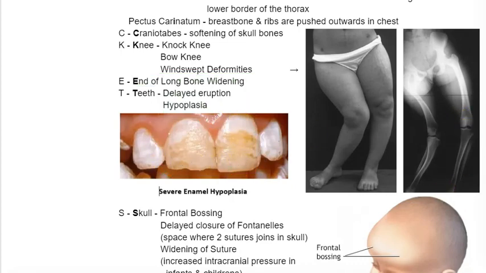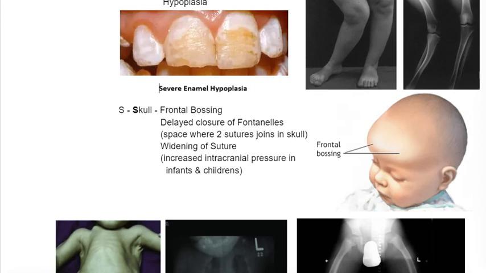And there are other deformities which we can see in the skull. First and foremost is frontal bossing. Right over here we have a picture of frontal bossing. You can see over here the frontal bone is pushed outwards due to a soft bone.